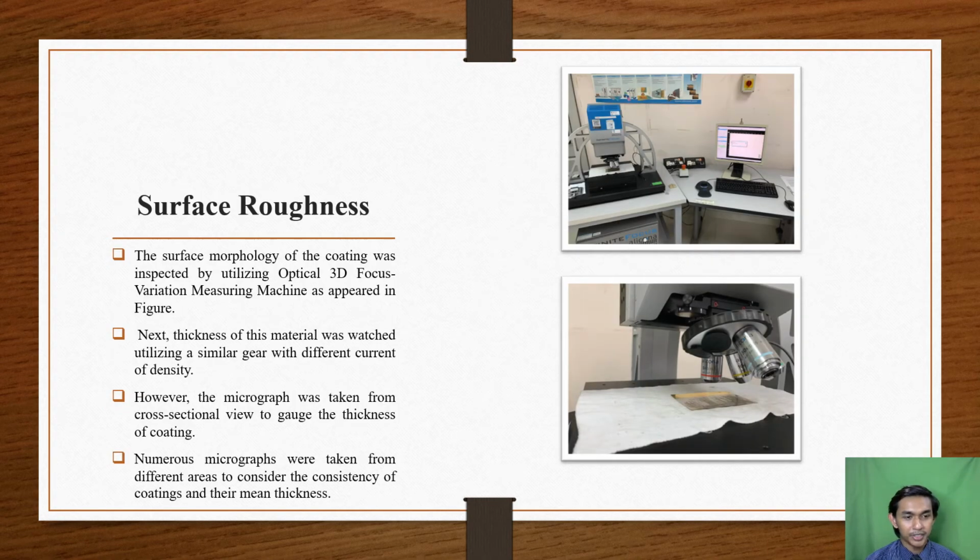For the surface roughness, the surface morphology of the coating was inspected by utilizing an optical 3D focus variation measuring machine as appears in the figure. Next, the thickness of this material was measured utilizing similar equipment with different current density. However, the micrograph was taken from a cross-sectional view to gauge the thickness of the coating. Numerous micrographs were taken from different areas to consider the consistency of the coating and their mean thickness.